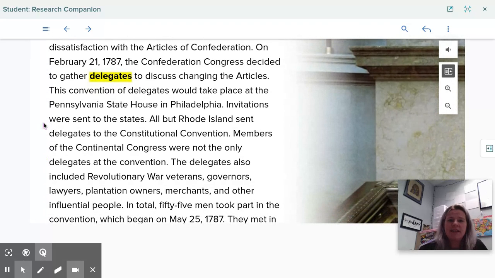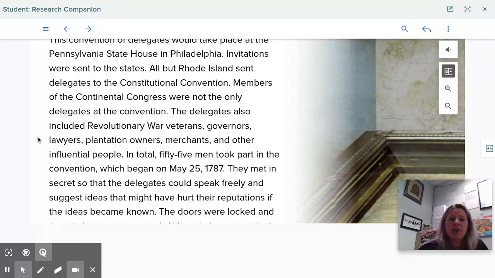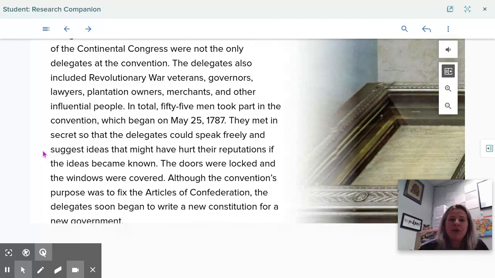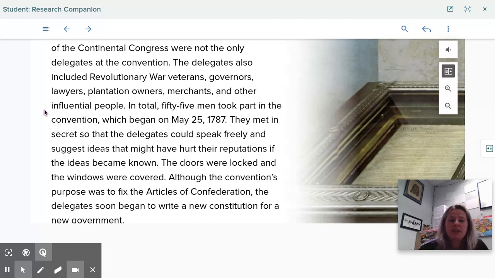Invitations were sent to the states. All but Rhode Island sent delegates to the Constitutional Convention. Members of the Continental Congress were not the only delegates at the convention. The delegates also included Revolutionary War veterans, governors, lawyers, plantation owners, merchants, and other influential people. In total, 55 men took part in the convention, which began on May 25th of 1787.